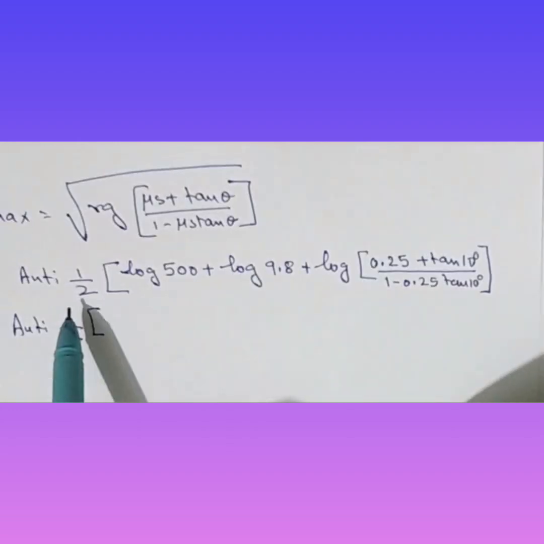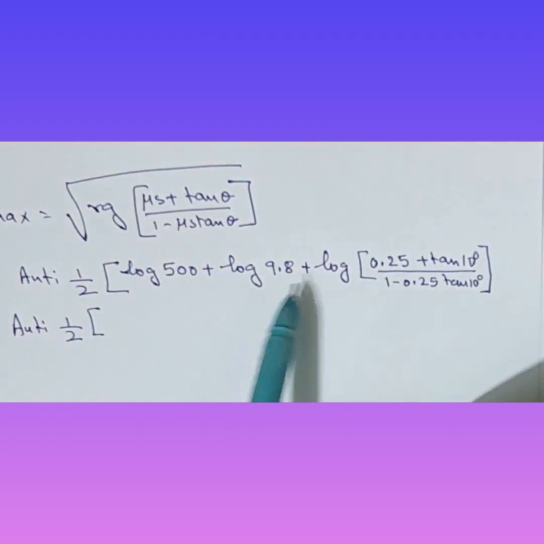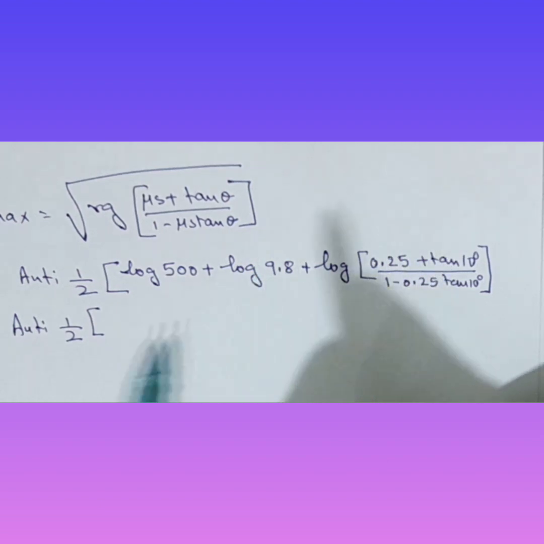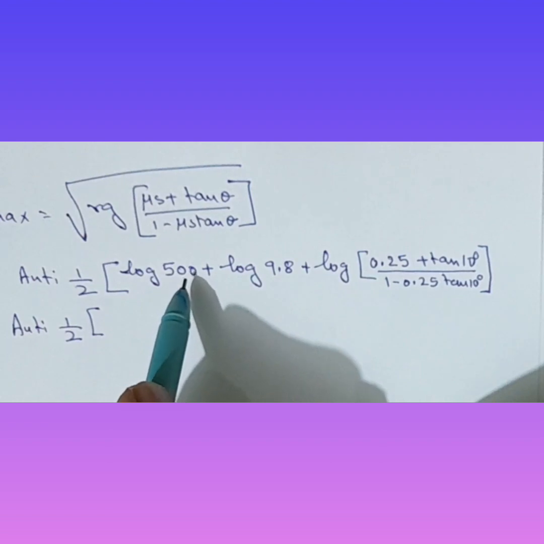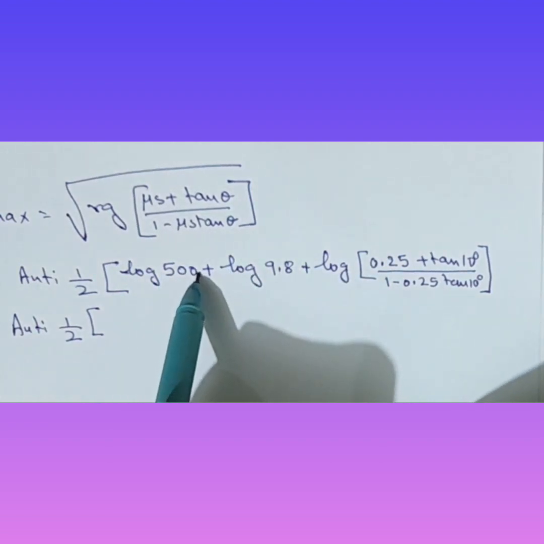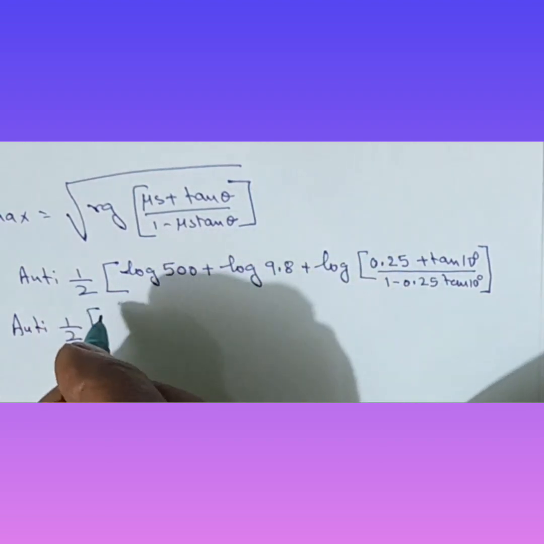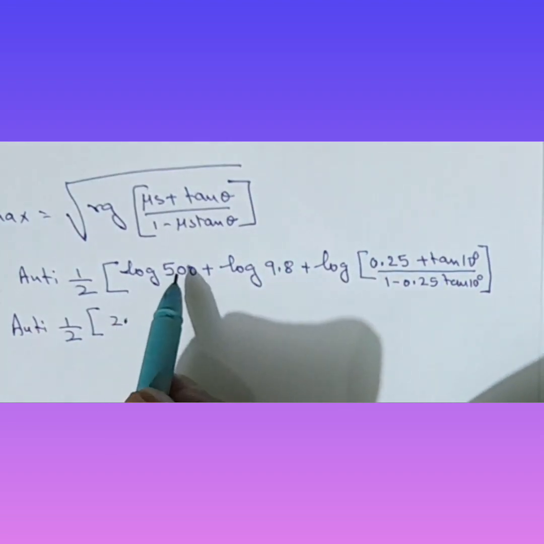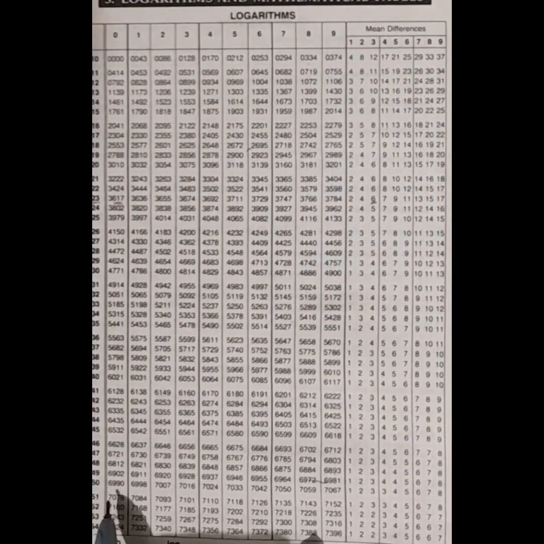So anti-log half, log of 500, log of 9.8, log of this is done here. Tan of 10 degree we already had found out, it was 0.1763. So let's proceed. 500, we know the point is over here, so we shifted 2 decimals this side, so as per my rule the characteristic would be 2 point. Then we have got to see 50 in 0, which is 6990.